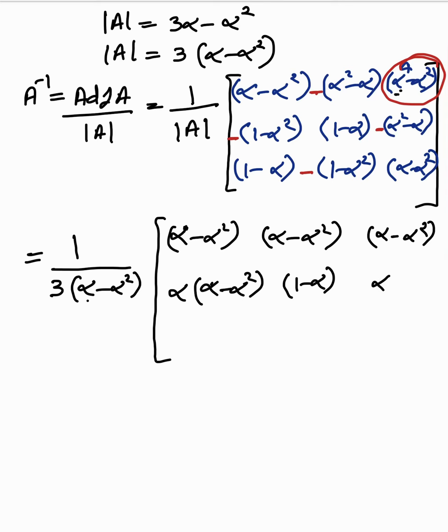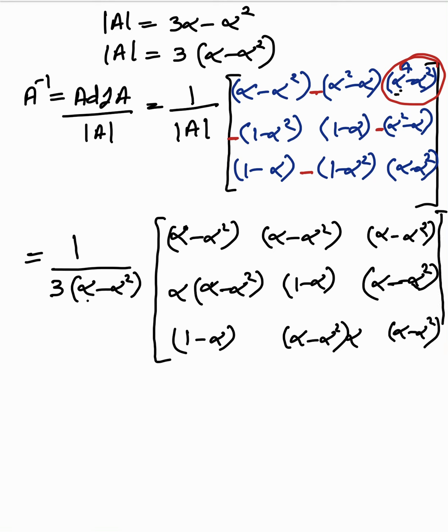Next is alpha square minus alpha, so alpha minus alpha square. Next is 1 minus alpha. Next is alpha minus alpha square, and take the value alpha common, you can put alpha cubed in place of 1. Next is alpha minus alpha square. Okay, so these are the parameters.